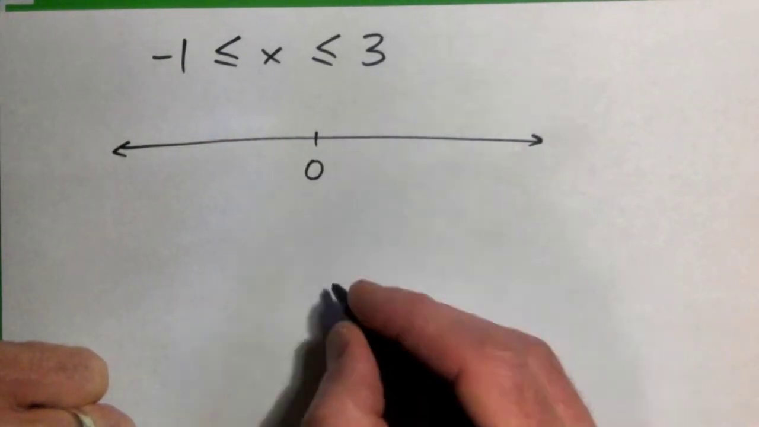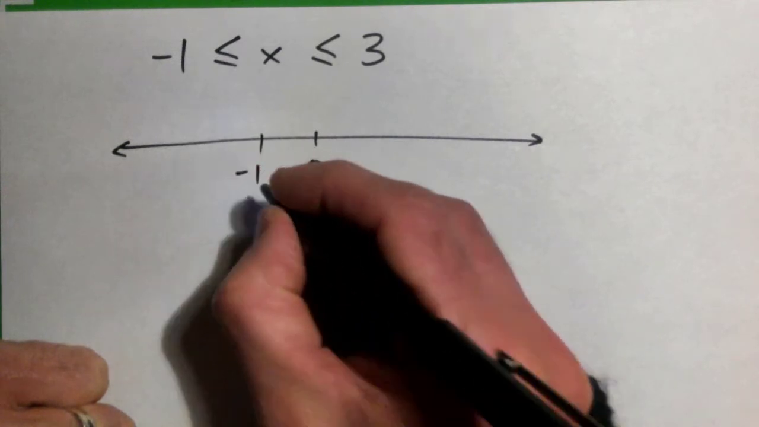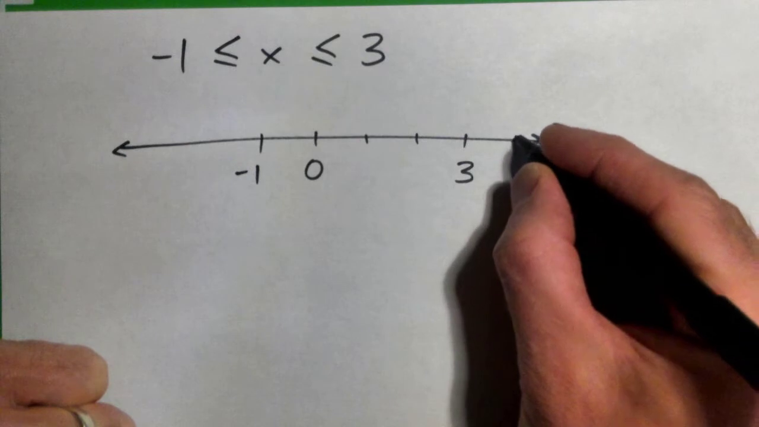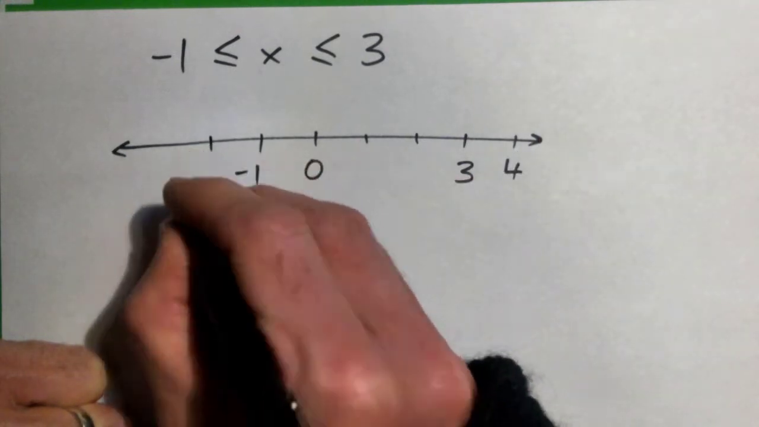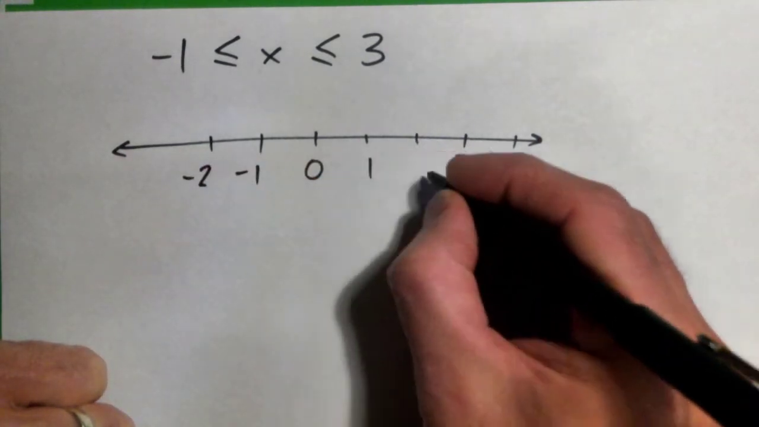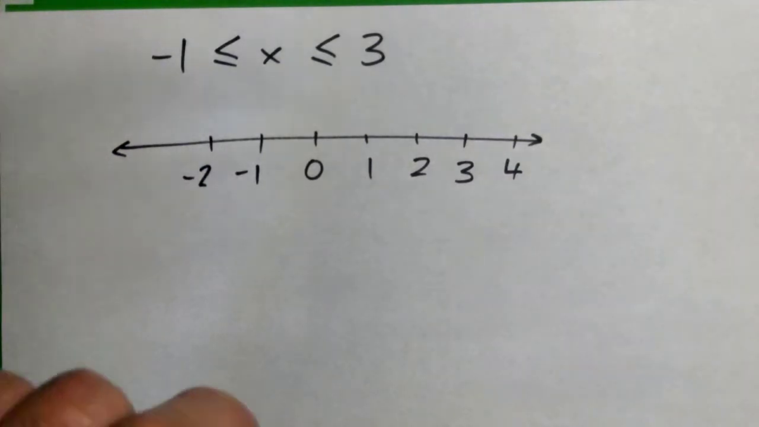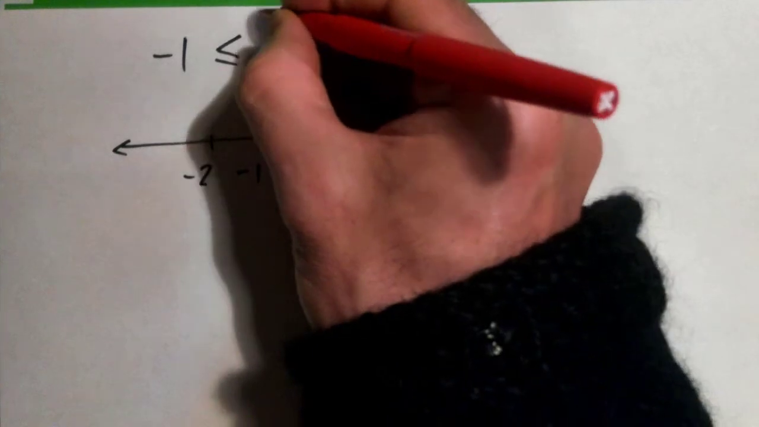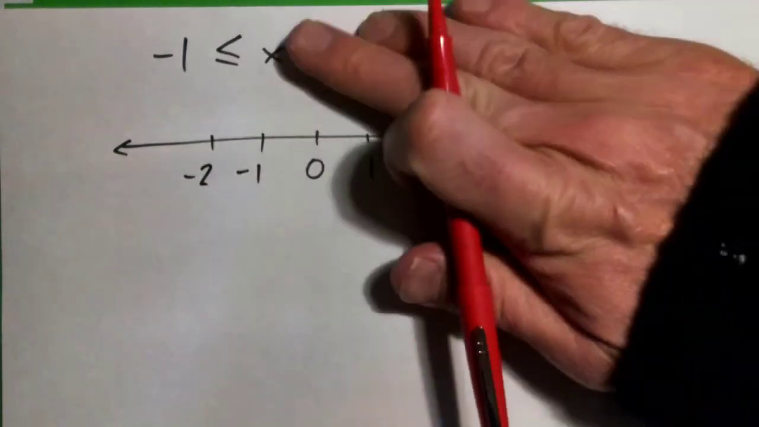Here's 0. -1 is here. 1, 2, 3 is here. Okay? And that could be 4, and this might be like -2, and so on, right? And this is 1, 2. So let's read this. Let's just do this part.